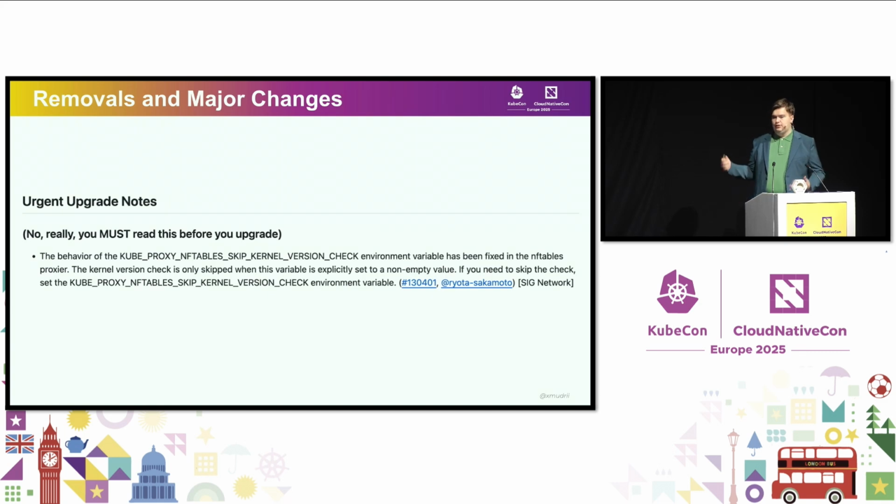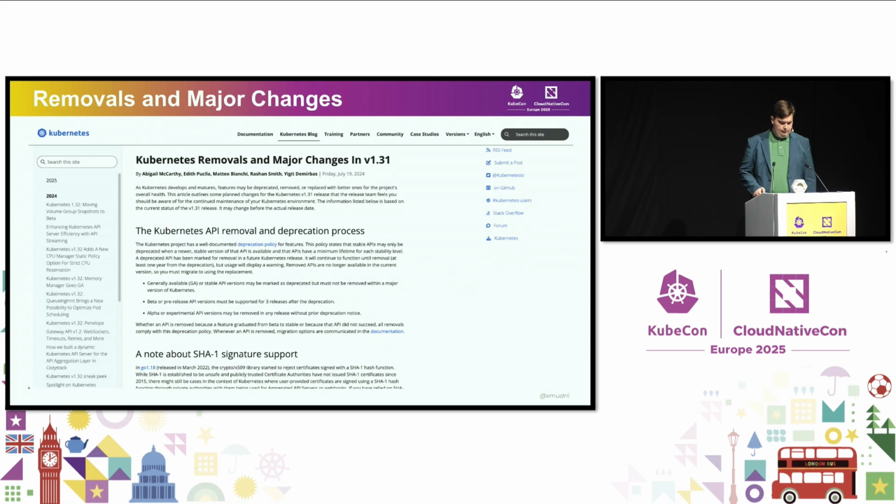And this is how it looks like. So this is in the changelog. This is, for example, an example of a change. So there has been some environment variable. Now it works differently, and you need to take action depending on what behavior you want.